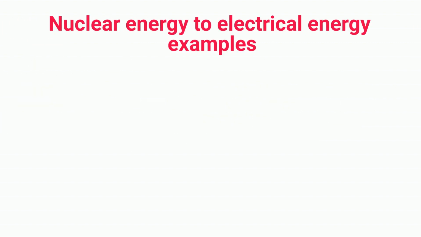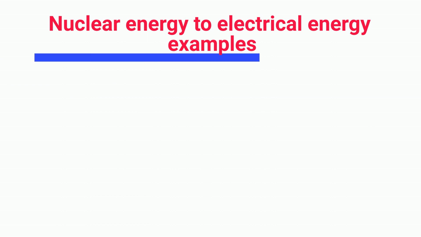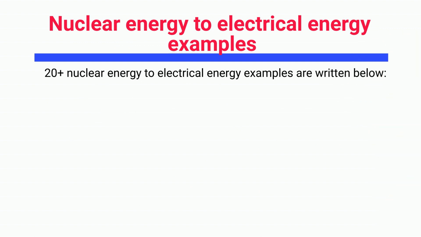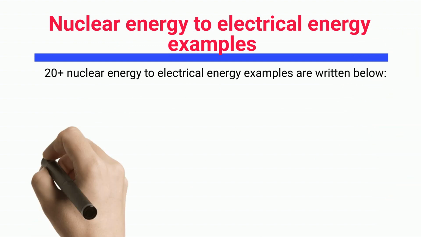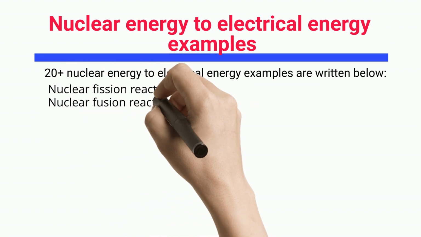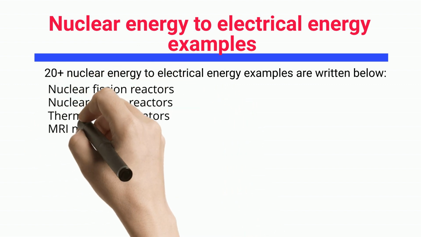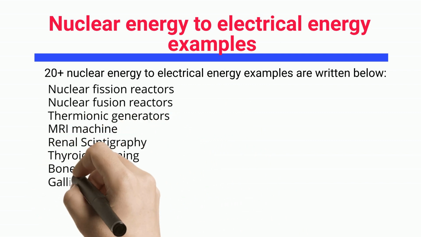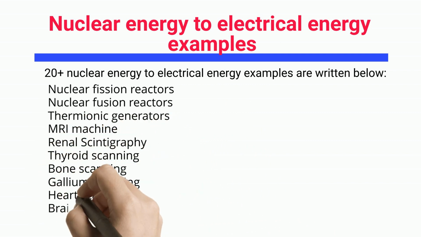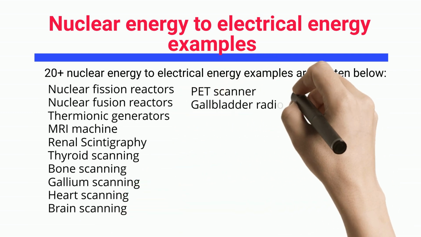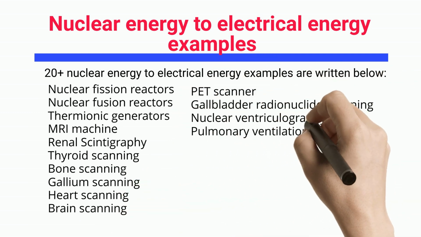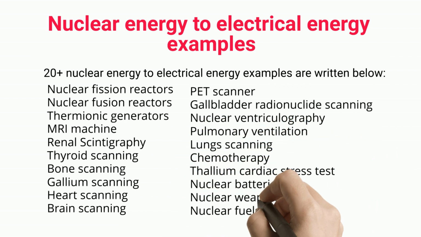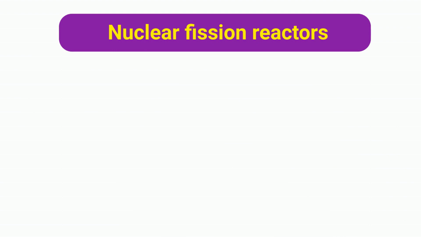Nuclear energy to electrical energy examples. 20+ nuclear energy to electrical energy examples are written below. Nuclear fission reactors, nuclear fusion reactors, thermionic generators, MRI machine, renal scintigraphy, thyroid scanning, bone scanning, gallium scanning, heart scanning, brain scanning, PET scanner, gallbladder radionuclide scanning, nuclear ventriculography, pulmonary ventilation, lung scanning, chemotherapy, thallium cardiac stress test, nuclear batteries, nuclear weapons, nuclear fuels. Nuclear fission reactors.